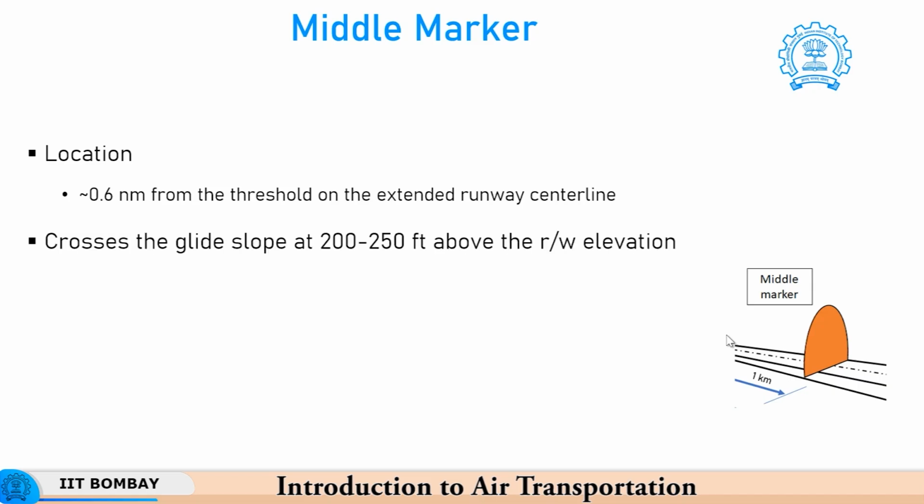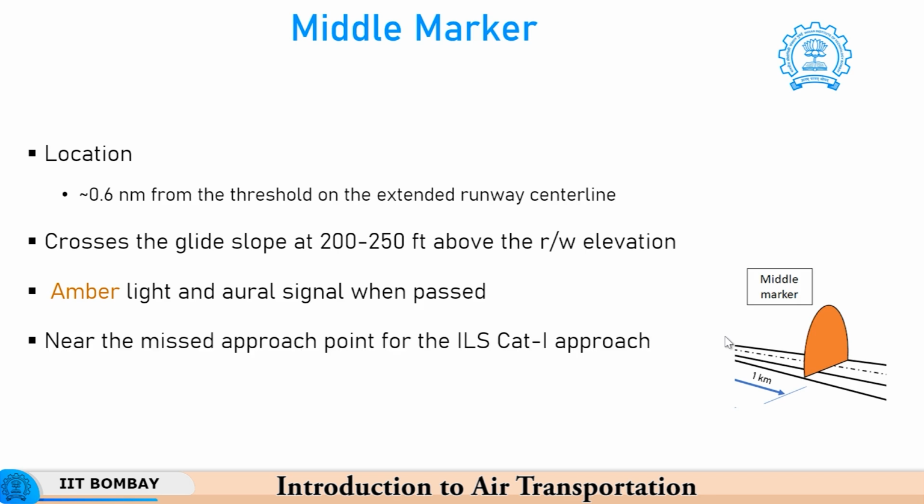It crosses the glide slope at around 250 feet above the runway elevation, and as the aircraft passes the middle marker, an amber light and an aural signal of a different type is played. So, the pilot is getting a clear indication that you are now above the middle marker, and generally the location of the middle marker is near the missed approach point for the ILS Cat-1 approach.